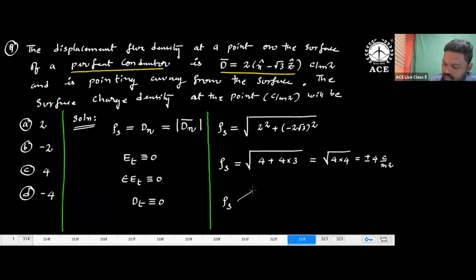So here it is plus 4 coulomb per meter square, other one minus 4 coulomb per meter square. There are two possibilities here, beta. Then what is the answer? Is it a plus 4 coulomb per meter square or minus 4?